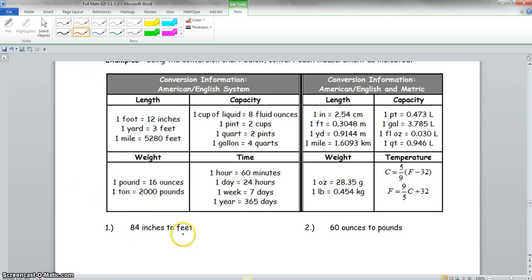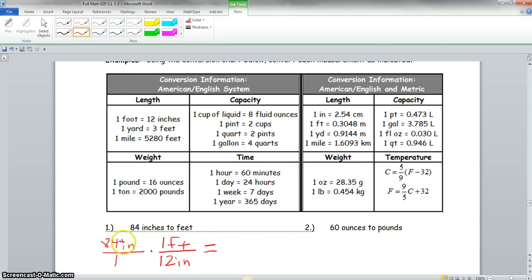It says 84 inches to feet. So we want to change inches to feet. So let's start off with the 84 inches. We could put that over 1, multiplied by. Now we want to see if there's a measurement here that changes inches to feet. Now we look here. 1 foot is 12 inches. So we want to write this as feet. We know our inches will go in the denominator. It's 12 of them. And our numerator would be the feet. It's 1 foot. 1 foot is equal to 12 inches.